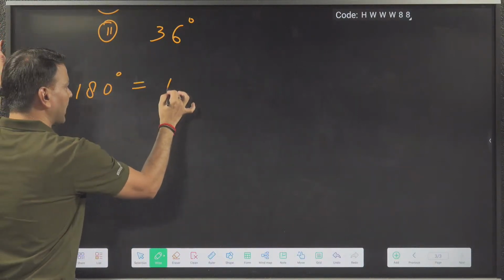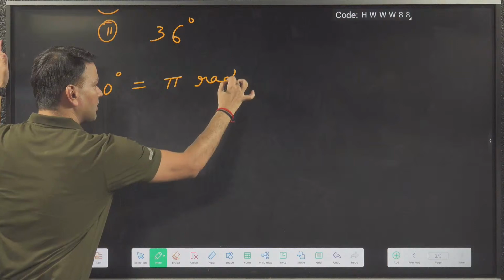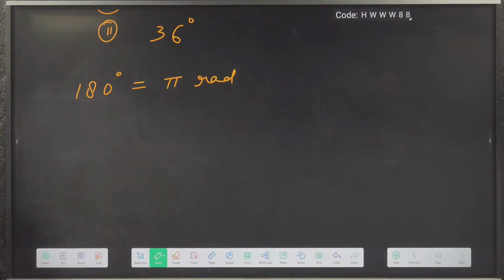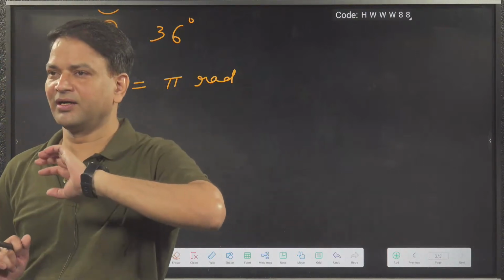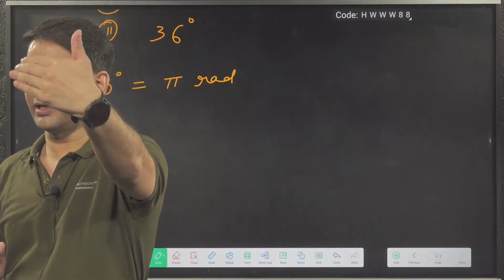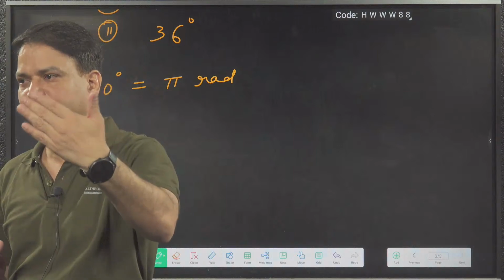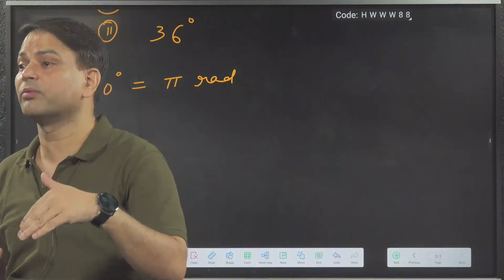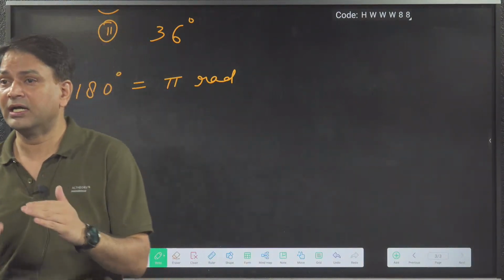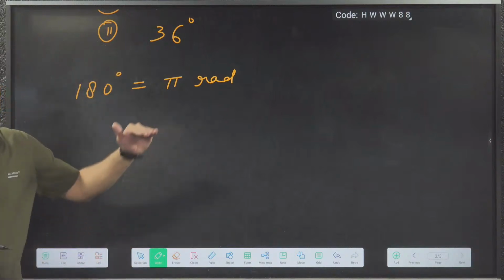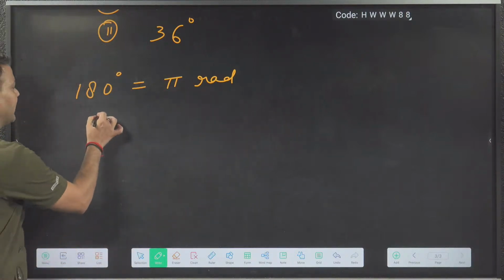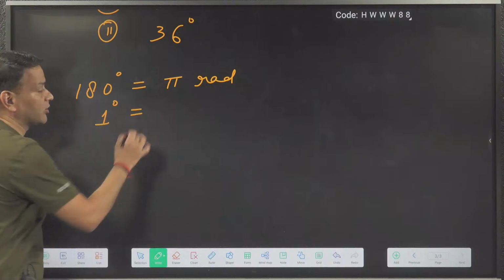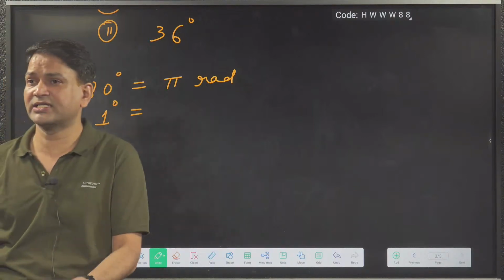So what I am saying here, we know that 180 degree is equal to what? Pi radian. Okay. Now in class 4th, the teacher said the unitary method. Means you know for 180 degree, suppose you know for more and you need for 1, then we divide. So 180 degree I know is pi radian. If I am asking 1 degree is equal to how much radian?